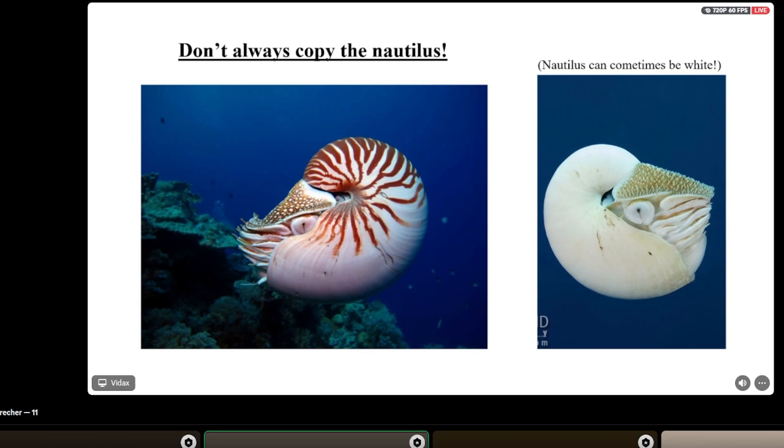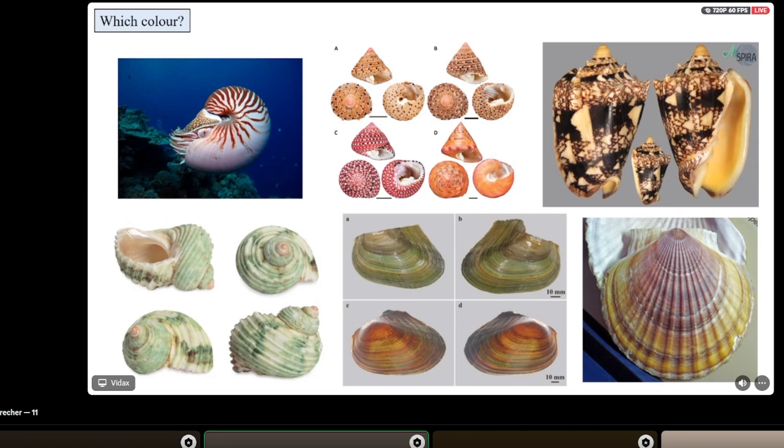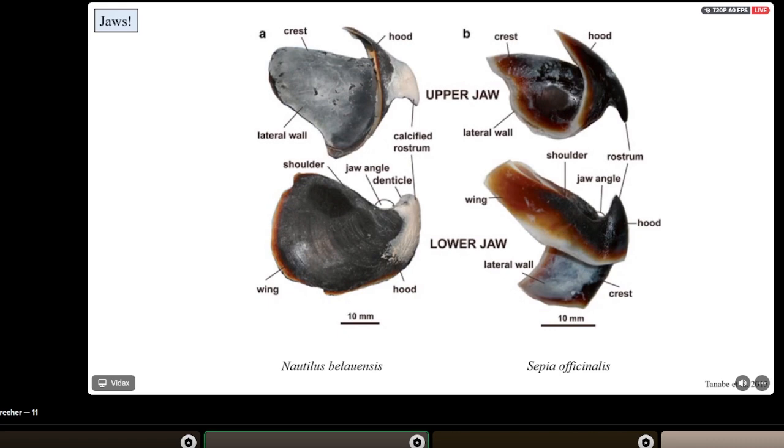In all, don't copy the Nautilus. Also, the Nautilus can sometimes be white. That is a rare occurrence, but it's very cool. Don't just copy the Nautilus. Which color can you use? Anything, basically. Mollusks are very colorful animals, and they vary from drab brown to green, red, yellow, black. There are all different kinds of colors and patterns in these animals.